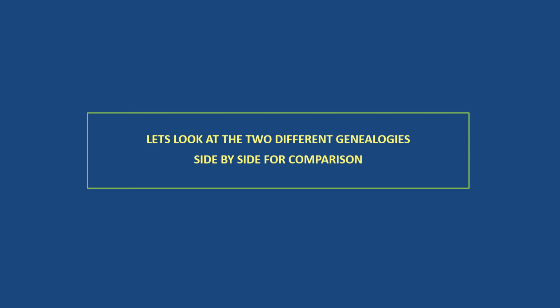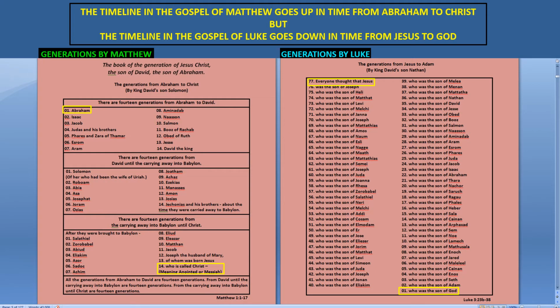Now, let's look at the two different genealogies side by side for comparison. With these two genealogy charts side by side, you can tell that the timeline in the Gospel of Matthew goes up in time from Abraham to Christ, but the timeline in the Gospel of Luke goes down in time from Jesus to God. Plus these charts show the genealogies a lot easier and how, for some reason, there's more genealogies, more relatives on King David's son Nathan's side than there is on King Solomon's side.